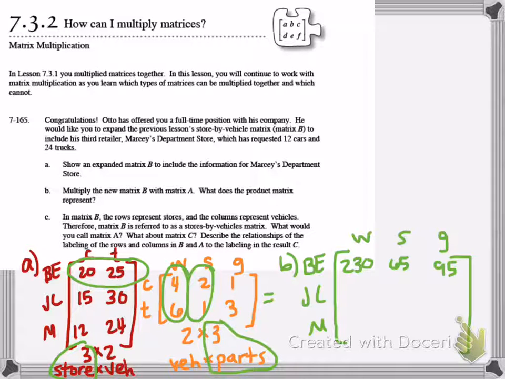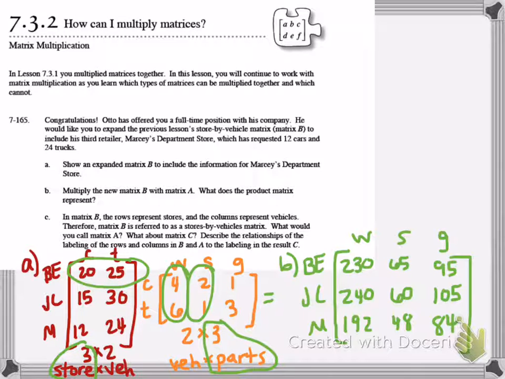At this point, if you are just following along with me, pause the video and do the rest of this matrix multiplication to make sure you can. If you're just checking your answers, go ahead and let it keep playing. Otherwise, pause. And now you can check the rest of your 2 rows, and I'm going to play that now for you. So 240, 60, and 105 for J.C. Nichols, and 192, 48, and 84 for Marcy's.